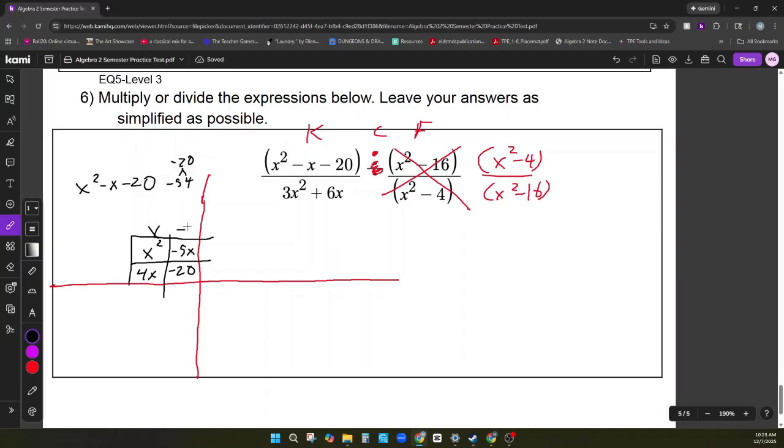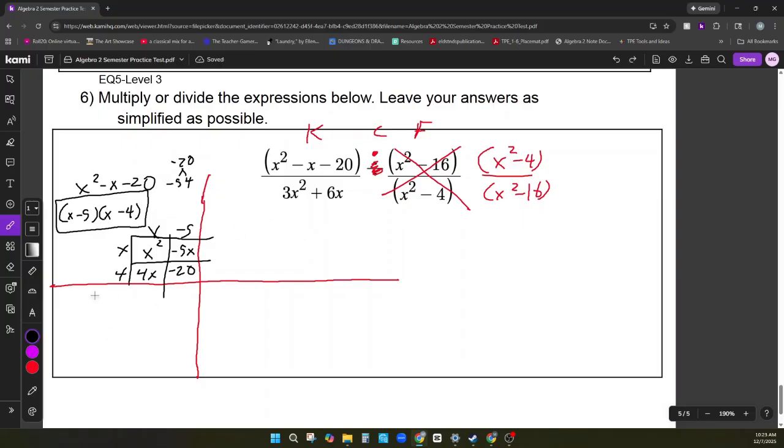So when I factor this, it is going to be x and negative 5, x and 4. So this is the parentheses again. I'm going to get x minus 5, x minus 4. I'm going to go ahead and box my results so that's easy to identify later when I come back to it. Next, I'm going to go ahead and factor out my denominator here.